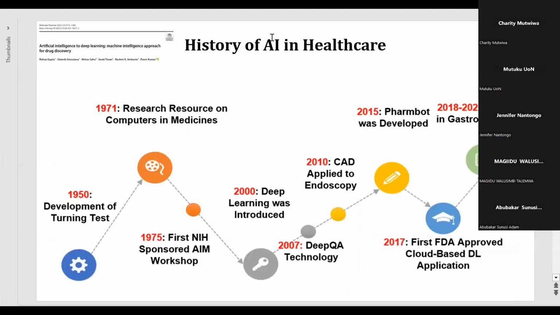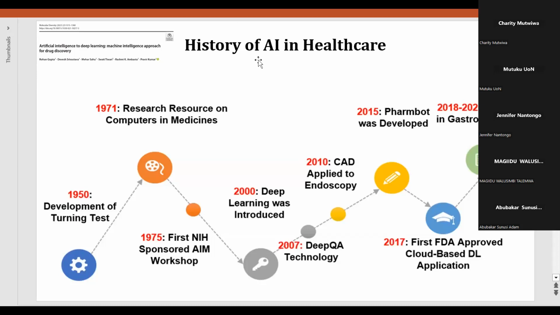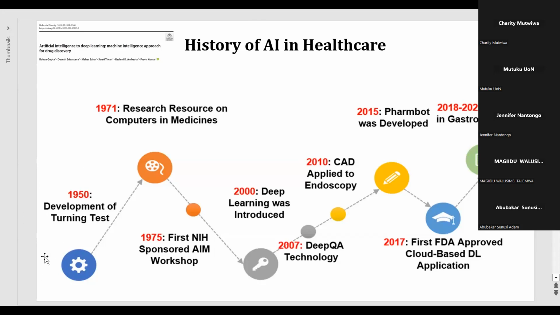So this is the history of artificial intelligence in healthcare. I will not go into too much detail, but as you see, the whole concept of artificial intelligence started in 1950. Then all this happened, and now we are somewhere here, that is, AI trials in gastroenterology. This has already taken place in 2020, and this is the paper from where I have taken this.